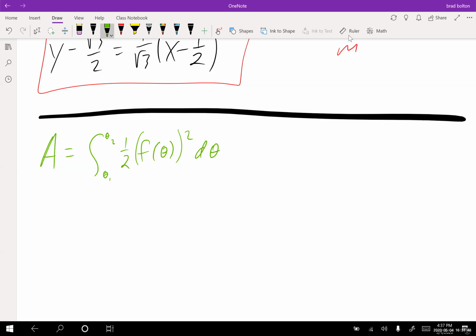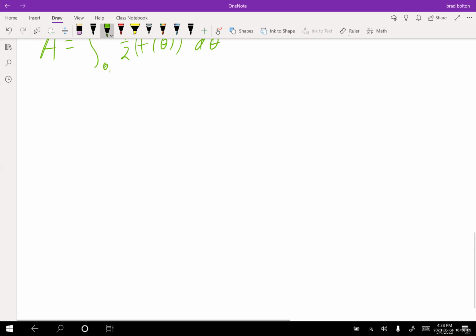Instead of being area under the curve, it's the area swept out from the origin. Okay, so that's why you need your angular boundaries, your theta 1 and your theta 2, telling you where to start sweeping and where to stop sweeping. Okay, so we have this formula 1/2 f of theta squared. We're going to use this on a basic problem.